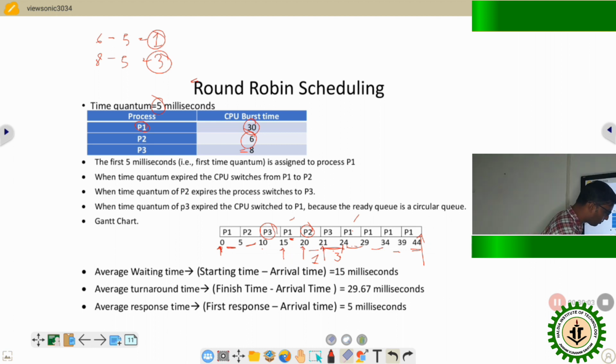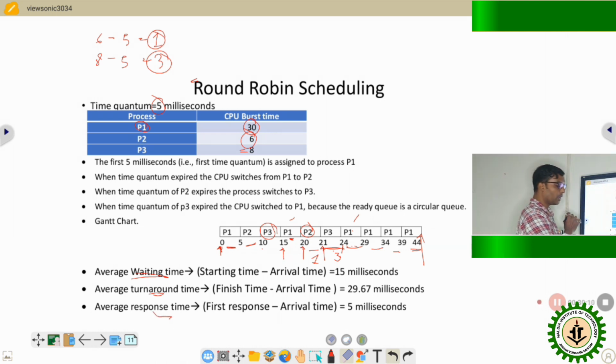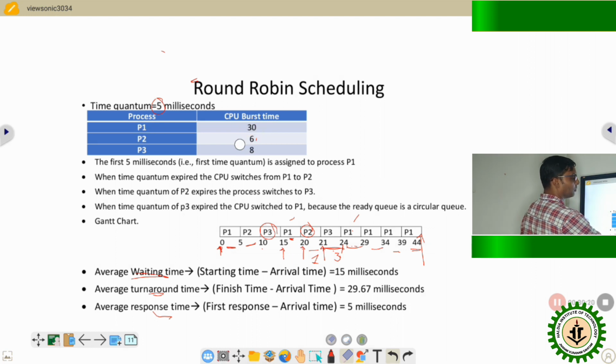Now we need to consider the average waiting time, average turnaround time, and average response time. So how to calculate? Let's check. For process P1, starting time minus arrival time. Process P1 starting time is 0, arrival time is 0. So it is 0.